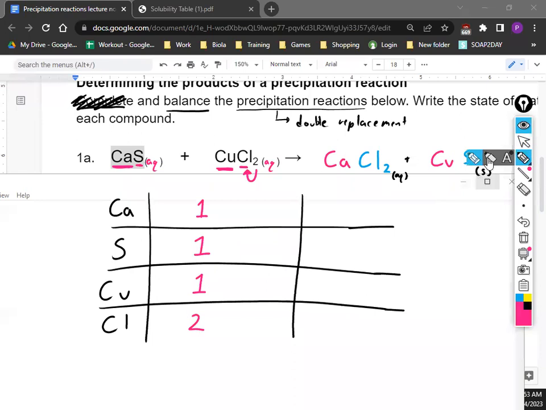Okay, if we take a look at Ca, how many Ca's do we have on the right side of the arrow? One. Good. It's just one right here. Let's go to the next one. How many Cl's are on the right side of the arrow? Two. Yeah, there's a two behind it, so it's going to be two. How many Cu's? One. How many S's? One. Okay, so is this balanced? Yeah, everything's the same number, so we're good to go. This is a perfect equation.